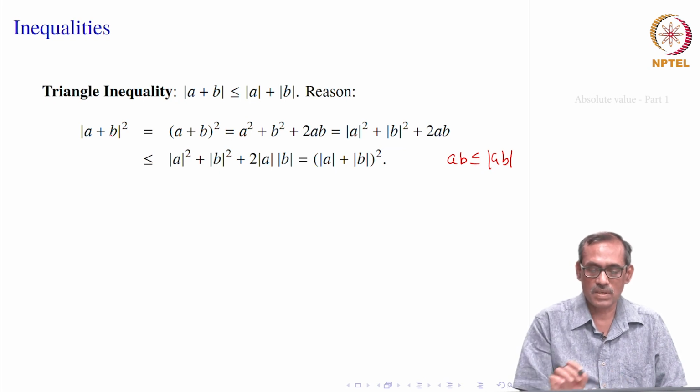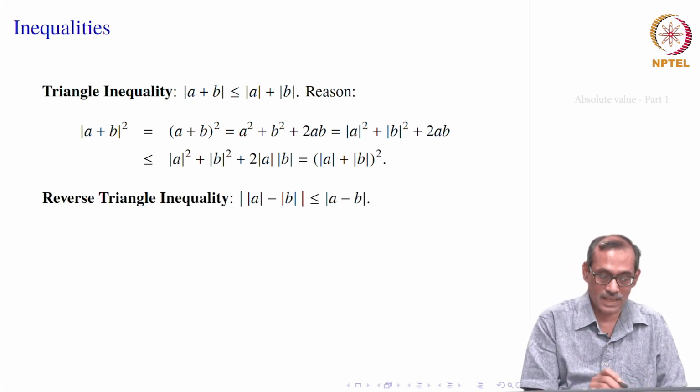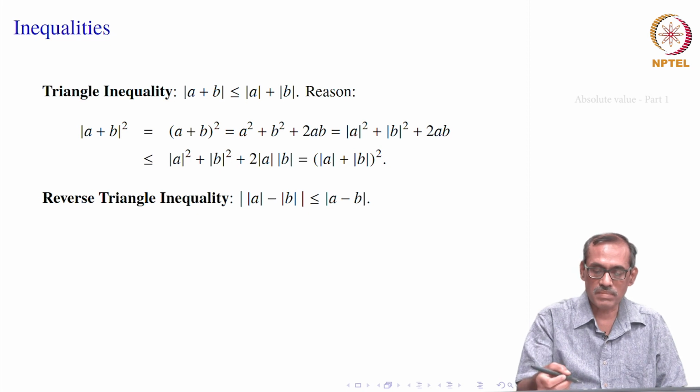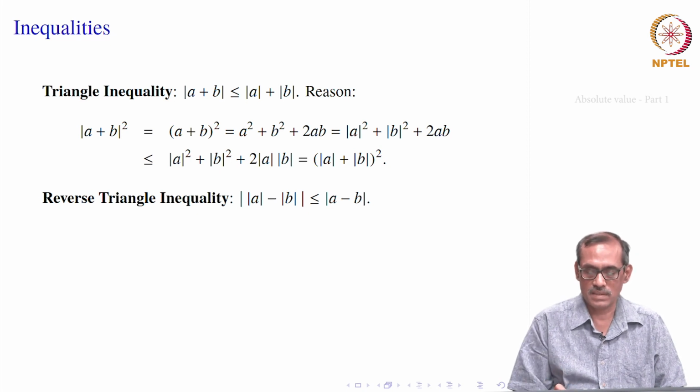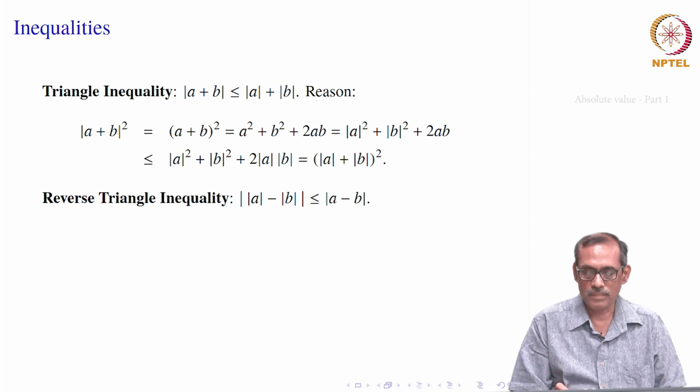Now, once x square is less than or equal to y square and both of them are non-negative, x must be less than or equal to y, and that gives us the triangle inequality: mod A plus B is less than or equal to mod A plus mod B. Now, we have something called the reverse triangle inequality, which is not exactly the triangle inequality, but looks like that. Here, instead of plus we are taking minus, but the inequality is also reversed.